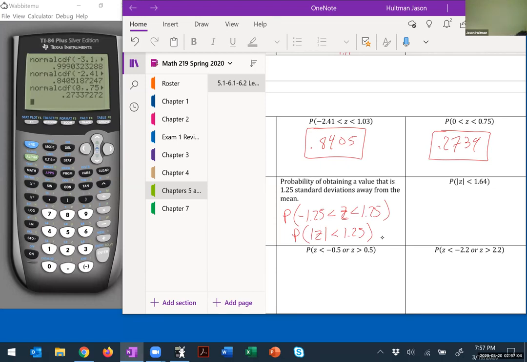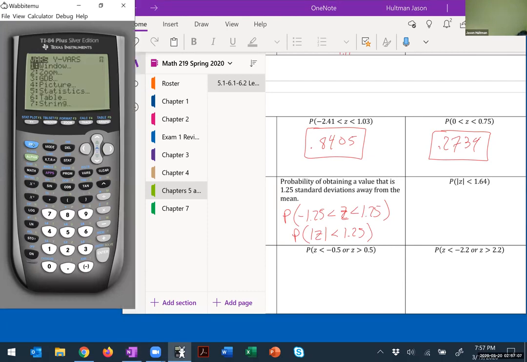So we're going to go to second distribution.